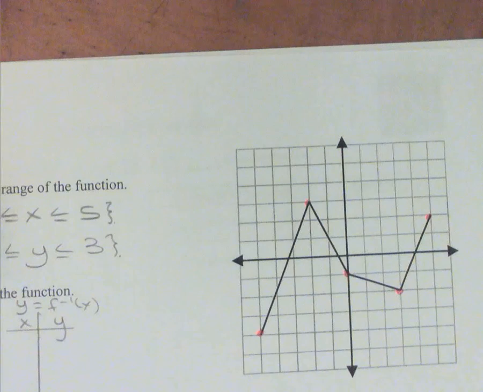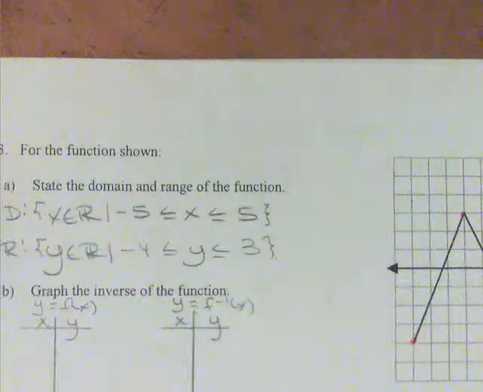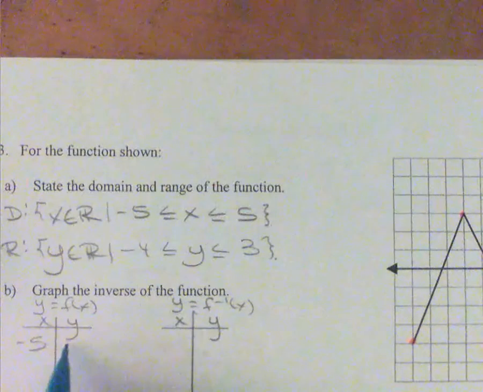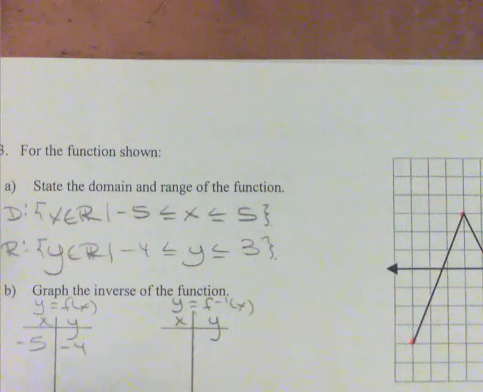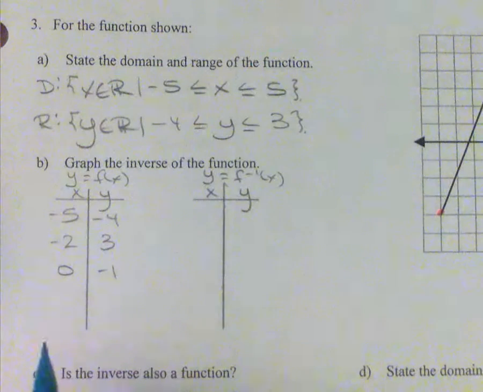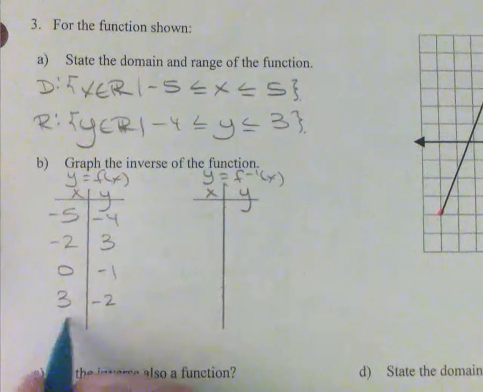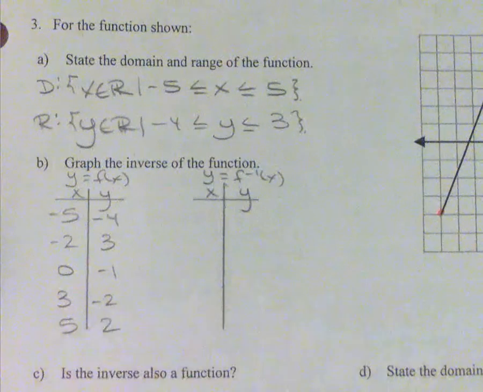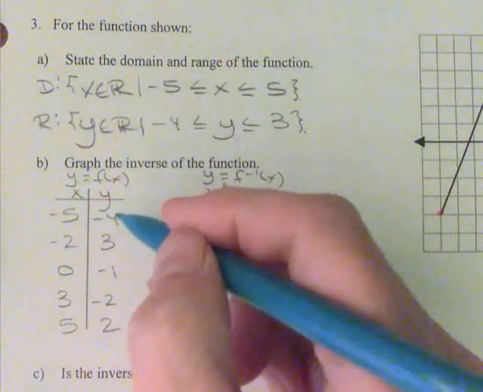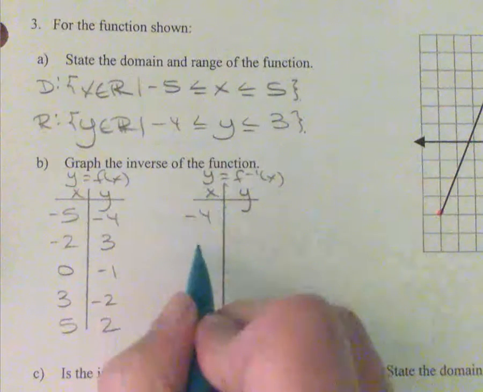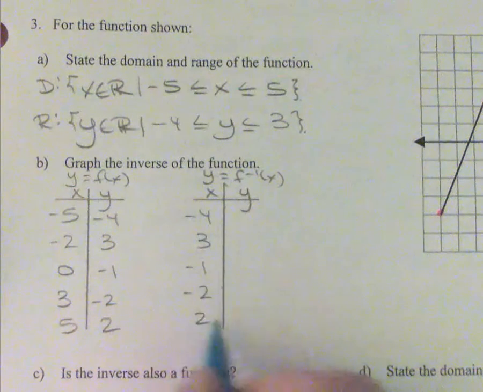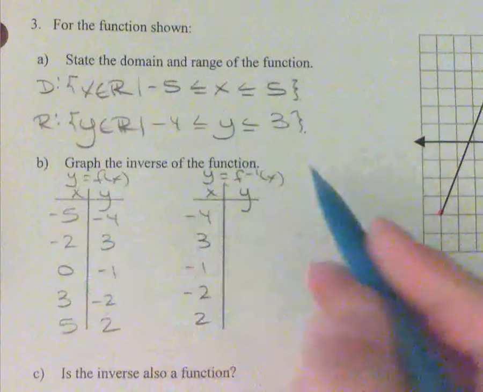I'm going to read my graph left to right. So I have minus 5, minus 4. I have minus 2 and 3. 0, minus 1. I have 3, minus 2. And 5, 2. So all my y values will now become my x values, and all my x values will now become my y values.